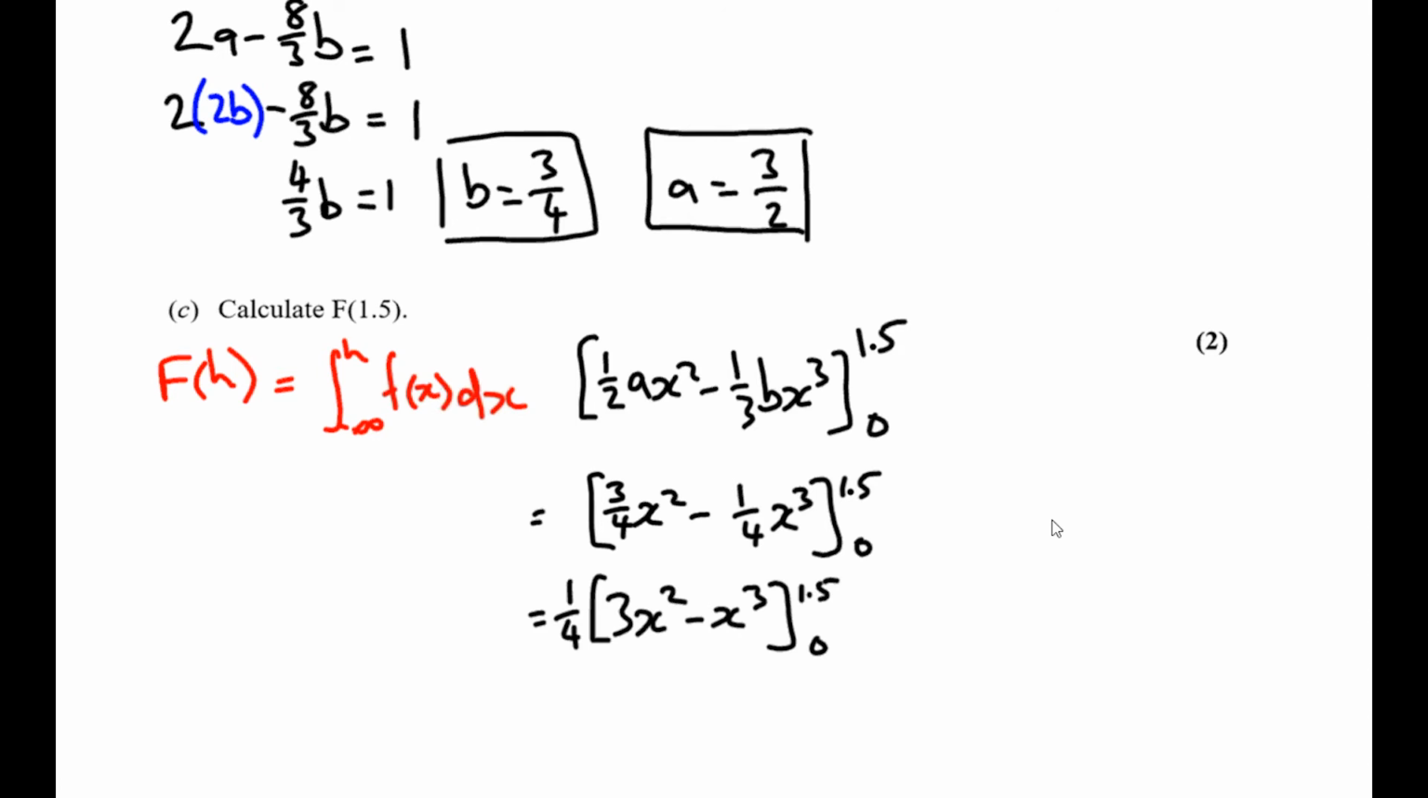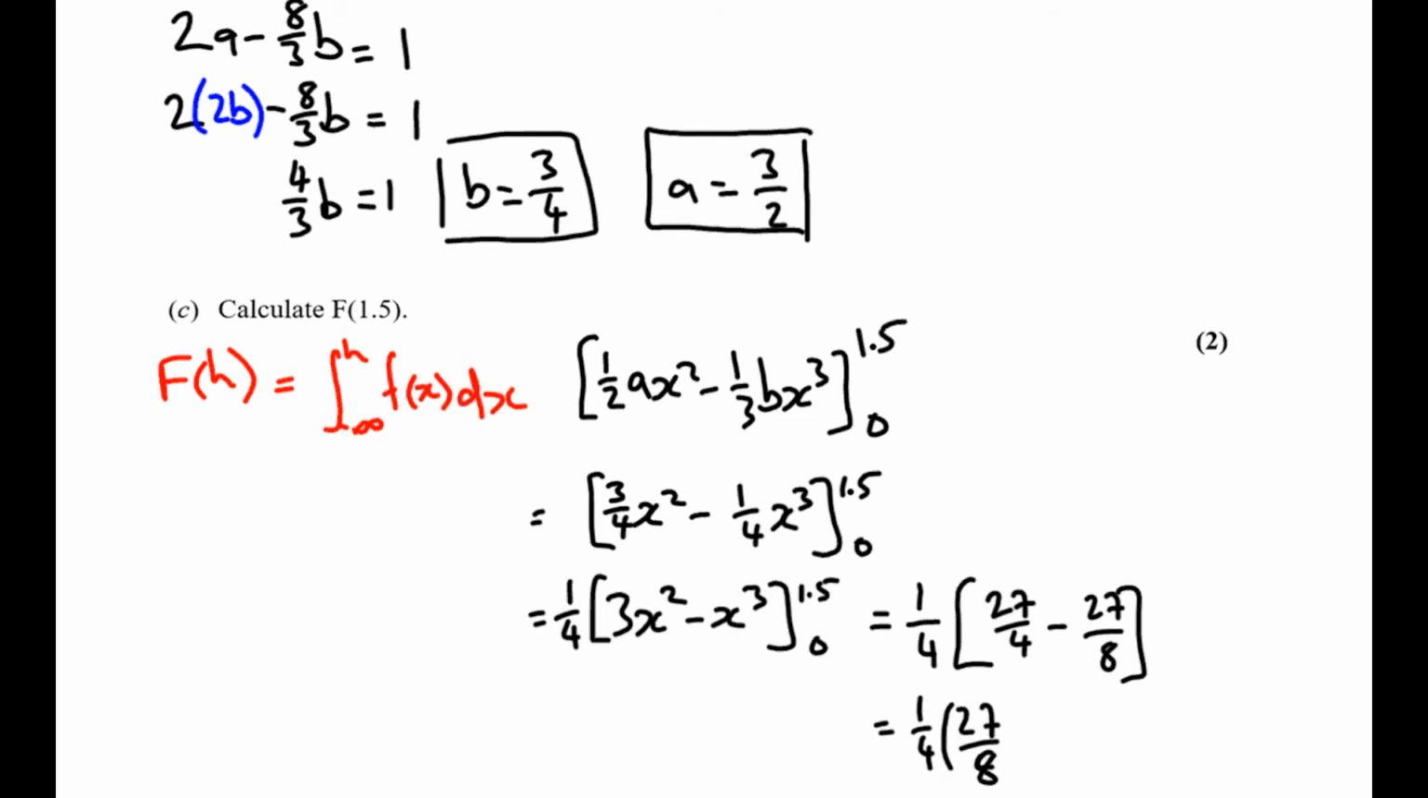Okay, so what's this going to lead to? When I substitute 1.5 into the first term, I get 27 over 4. And when I substitute it into the second term, 27 over 8. 27 over 4 minus 27 over 8 is just going to be 27 over 8. And multiplying those together, 27 over 32, or if you prefer the decimal, 0.8438 to 4 decimal places.